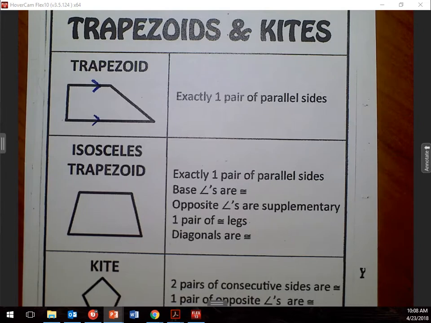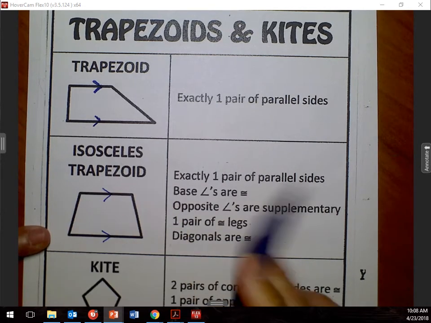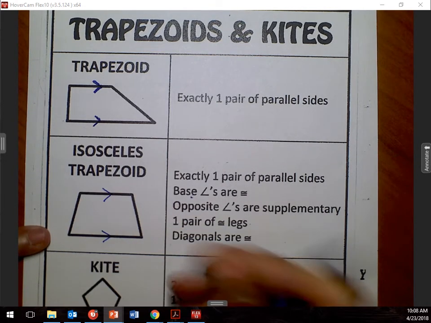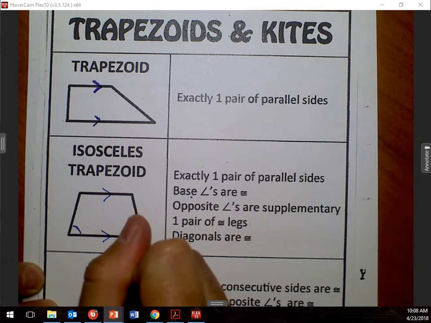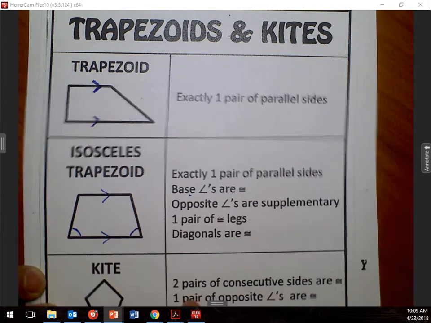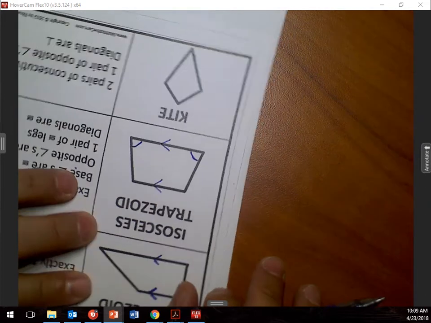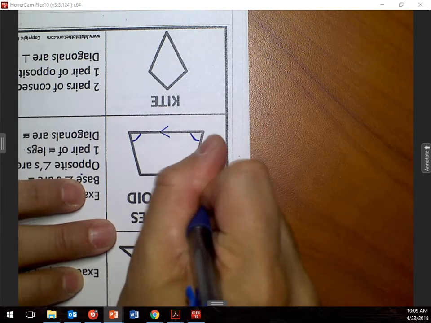All right, isosceles trapezoid. This one's important. One pair of parallel sides, so I'm going to put this here. Base angles are congruent, so that means that this angle is going to be congruent to this angle. Okay? So base angles are congruent. Now, to go along with that also, if this was upside down, so it's going to be these angles are going to be congruent.